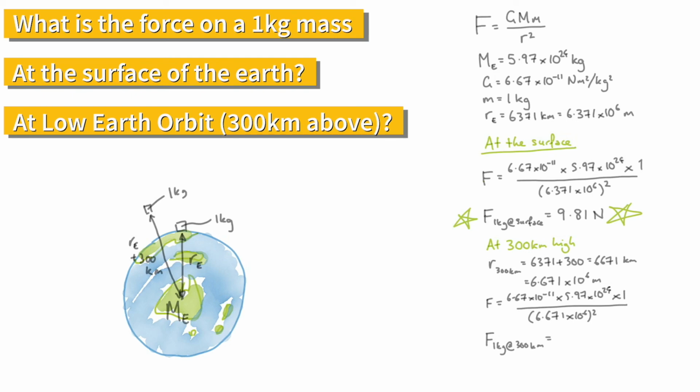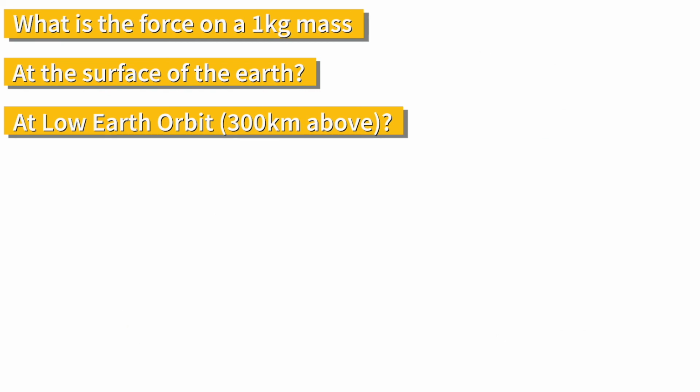So we get 8.95 newtons, which is a little bit smaller. So the gravity 300 kilometers out is a little bit weaker. If we go up in altitude by around 4.5%, it actually means our force goes down by 9%.